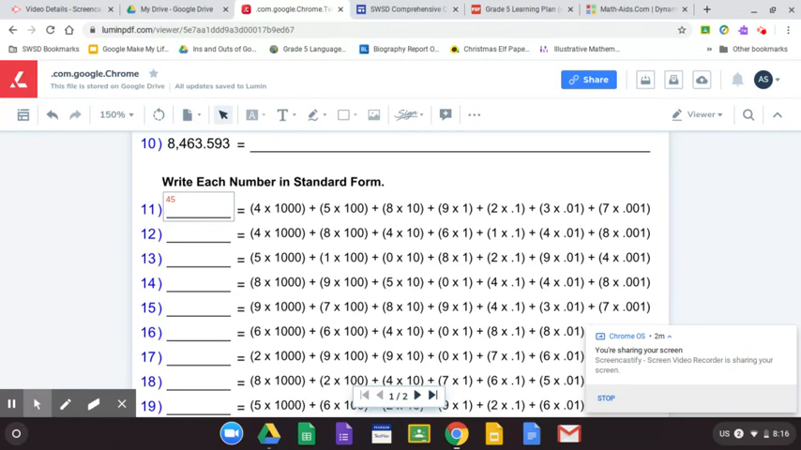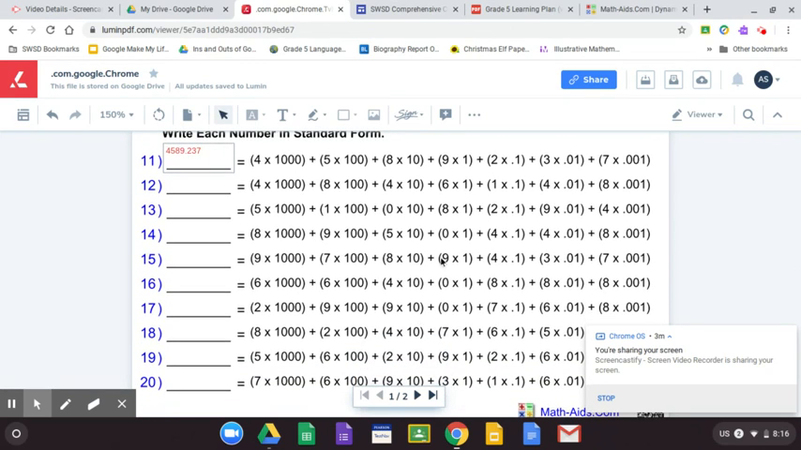8 times 10, that means the 8 is in the tens place. 9 times 1, the 9's in the ones place. Then I'm going to put a decimal point because the 2 is in the tenths place. Then the 3 is in the hundredths place. Then the 7 is in the thousandths place. So that would be my answer for that one.